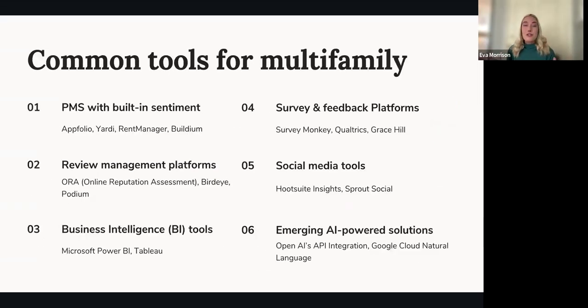So there are a lot of different tools out there that help multifamily companies implement sentiment analysis. They stretch from built-in sentiment in your PMS, to really advanced business intelligence tools like Microsoft Power BI and Tableau for teams who have bigger data science resources and bigger budgets. There are emerging AI solutions, and some channel-specific solutions. So if you just want to look at survey data or social media, there are solutions out there for that. But there's a wide variety of tools here.